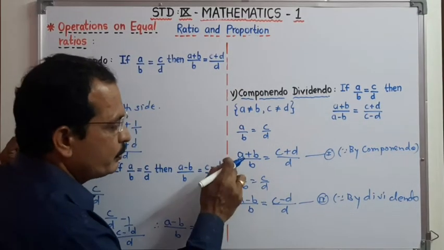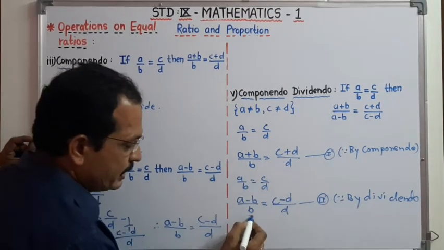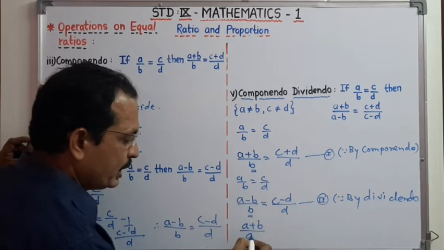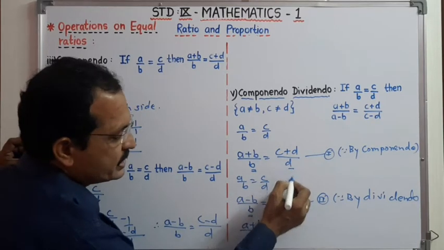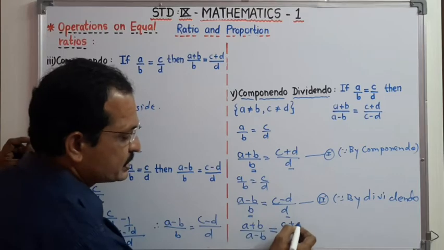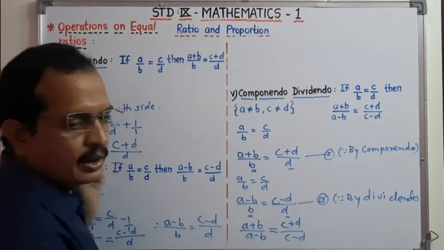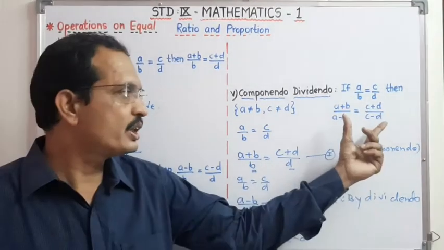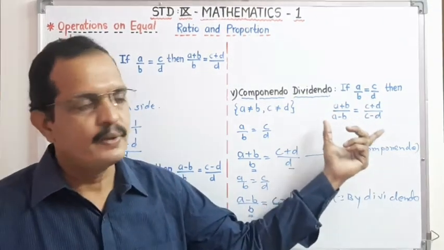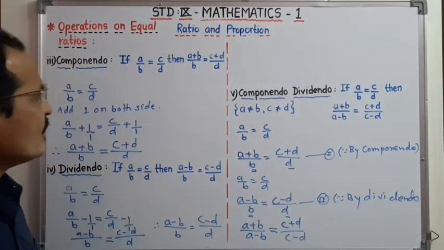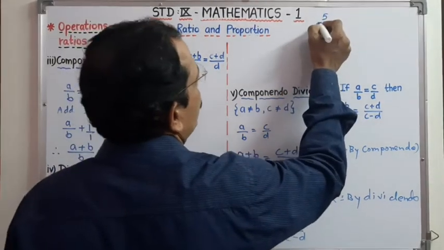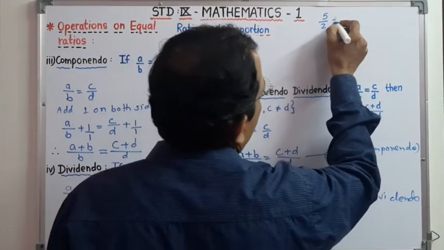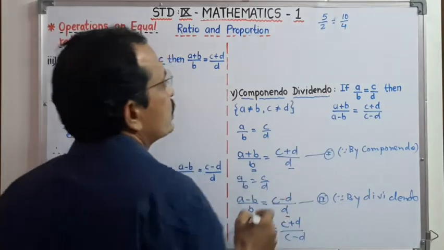Now see dear student, if we observe the statement number first and second, here it is b, here it is b. Therefore we can write a plus b upon a minus b is equal to this d and this d. Therefore c plus d upon c minus d. Therefore dear student, here we have to do the addition and subtraction, then also we will get the equal ratios. Therefore dear student, see here, suppose I write here 5 upon 2 is equal to 10 upon 4. These two ratios are given.